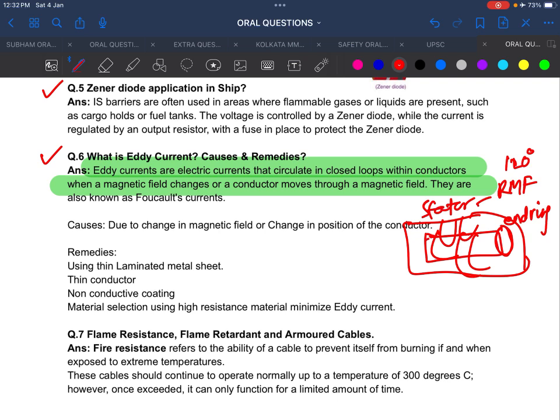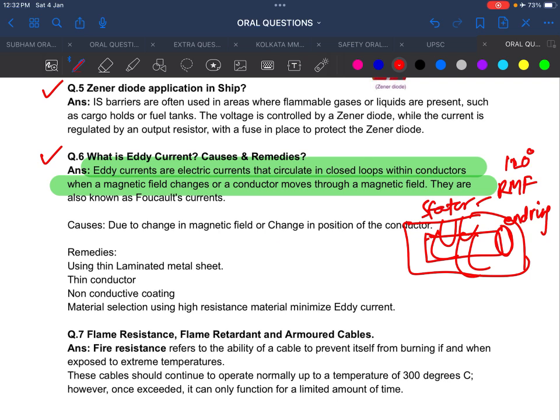Because it is a closed loop, everything short circuited, a current is induced in the closed loop, and this formation of eddy current is also a loss. Eddy current is a loss, which is not good. We have to minimize the eddy current loss, because if the eddy current loss is there, the efficiency of the motor or transformer will reduce.